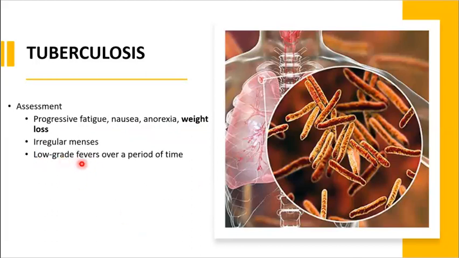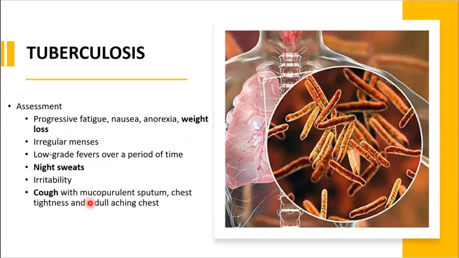So again, look out for that on the NCLEX. You're going to see low-grade fevers over a period of time. There would also be night sweats. Okay, so that's another key finding you're going to see in clients with tuberculosis. So we said weight loss, low-grade fevers, night sweats. They'll be irritable, and then the common cough, where you see them with a cough with mucopurulent sputum. They will have chest tightness and a dull, aching chest. You could even see difficulty breathing in these clients.